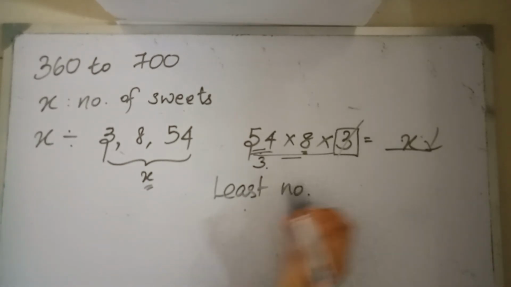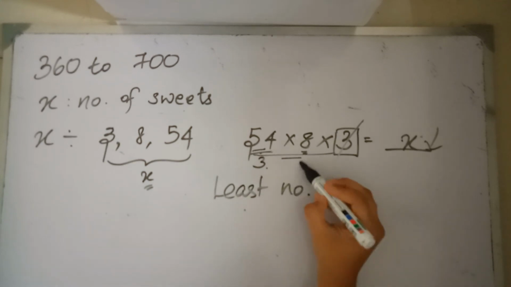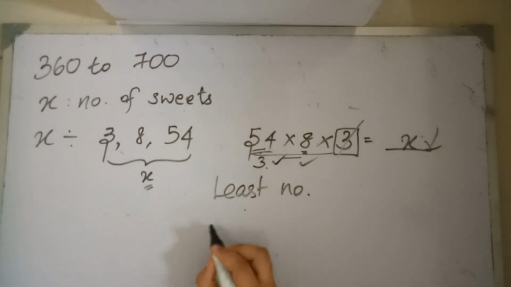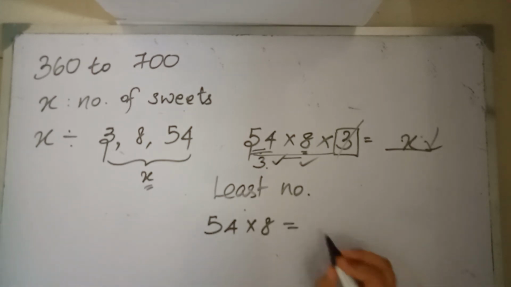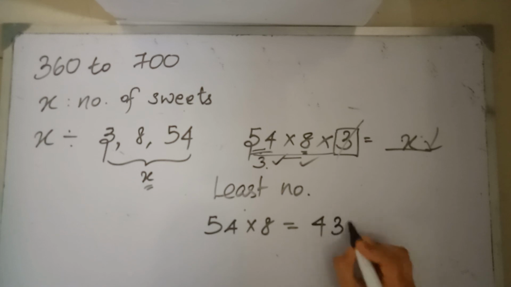Now let's look at 8. 8 is not a factor of 54, so 8 will stay, 54 will stay. So the least number of sweets will be 54 into 8, and this will give 432. So the least number of sweets is 432 sweets.